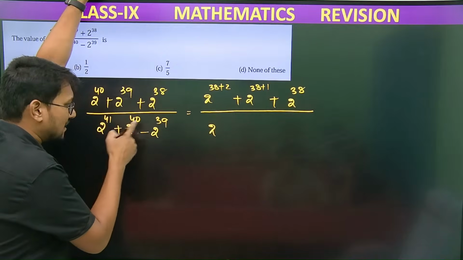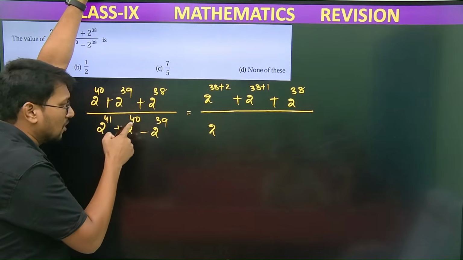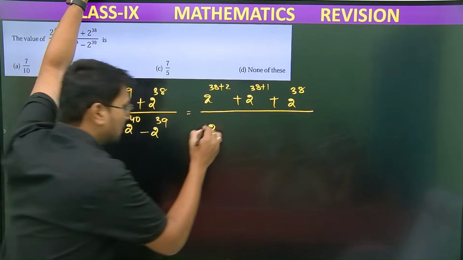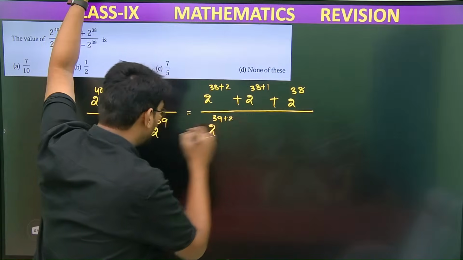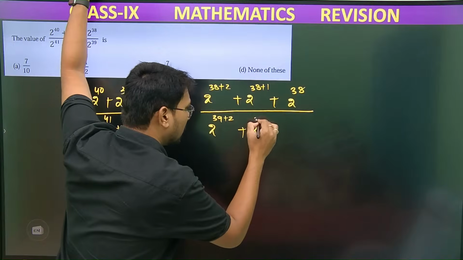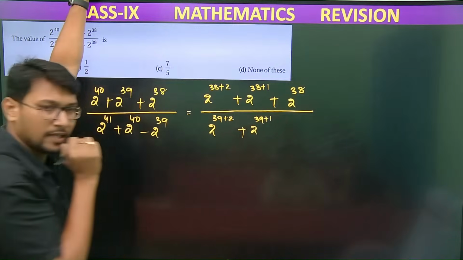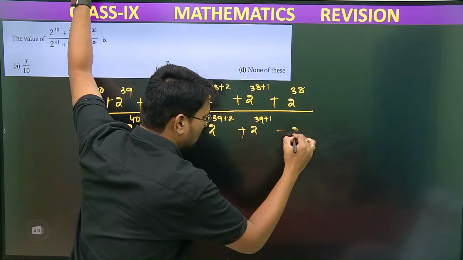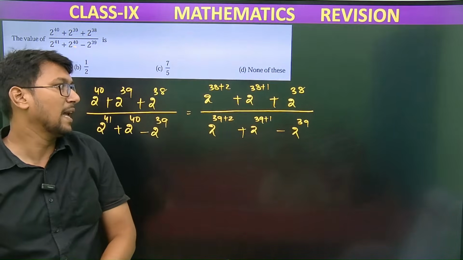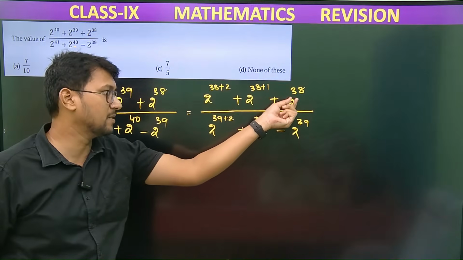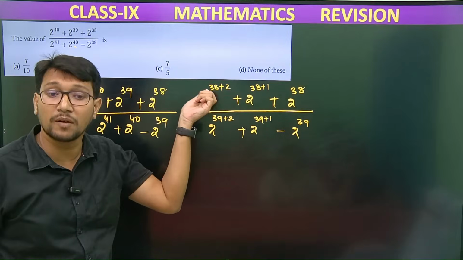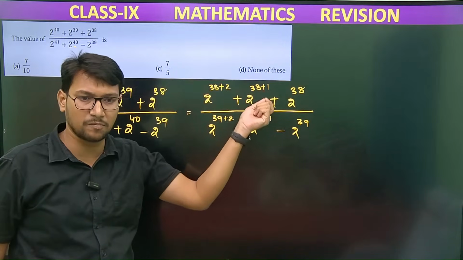2 to the power 41. Similarly, in the denominator, which is the least power? Tell me. 39. Is it possible to write 39 plus 2, 41? Clear? Is it possible to write 2 to the power 39 plus 1, 40? Okay. Minus 2 to the power 39 as 39. It means both numerator and denominator. In the numerator I have seen whose power is the least, 38. That's why I have written 2 to the power 38 plus 2, and this is 2 to the power 38 plus 1.